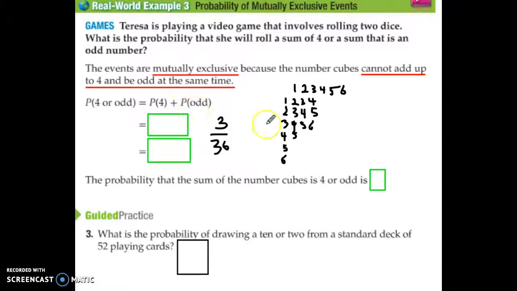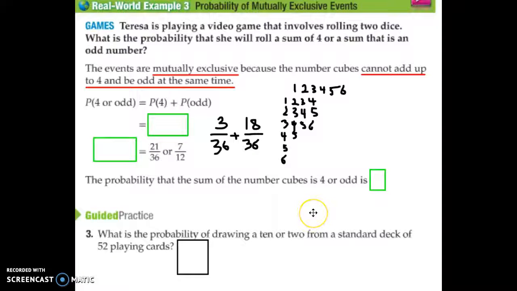How many ways can I get an odd? Well, if you fill out this chart and count them all up, there'll be 18 ways to get an odd number, 18 out of 36. So, if I add these together, because it's or, I get 21 out of 36, which reduces down to 7 out of 12. Alright. So that's how compound and mutually exclusive works.